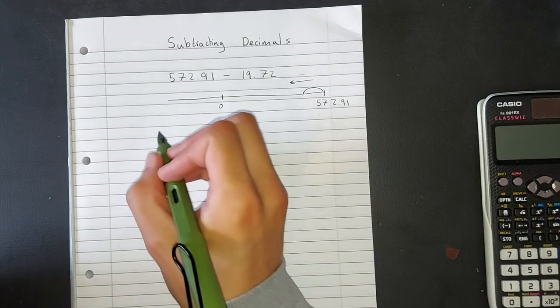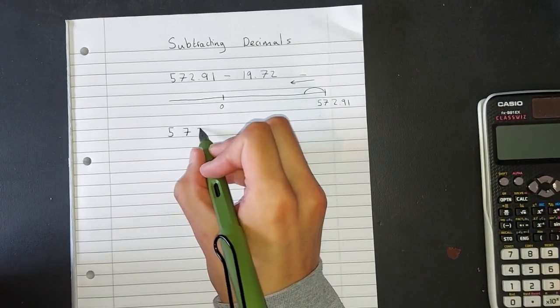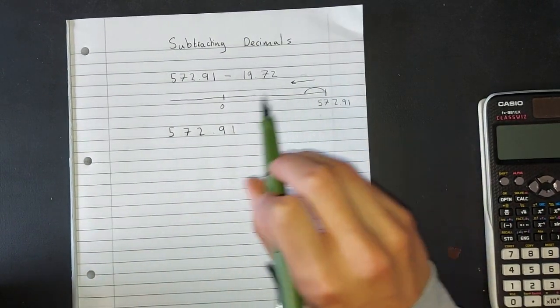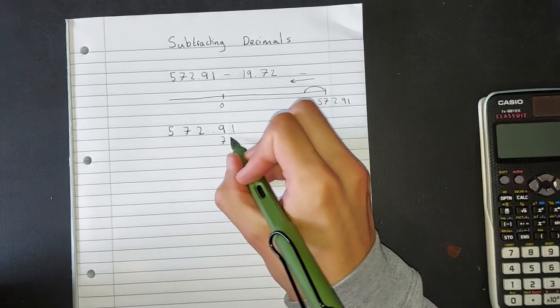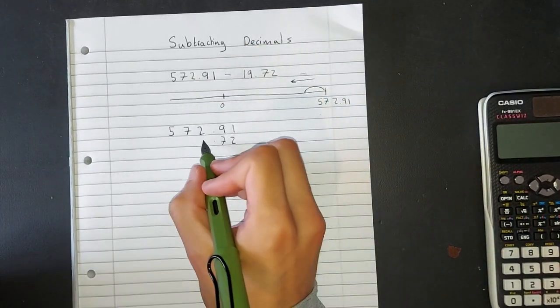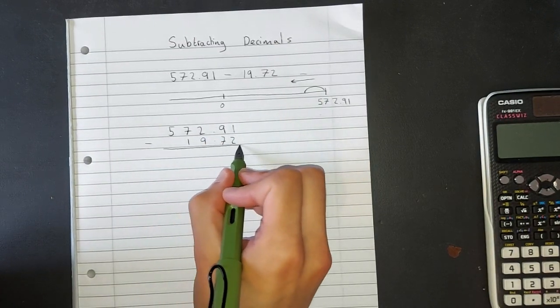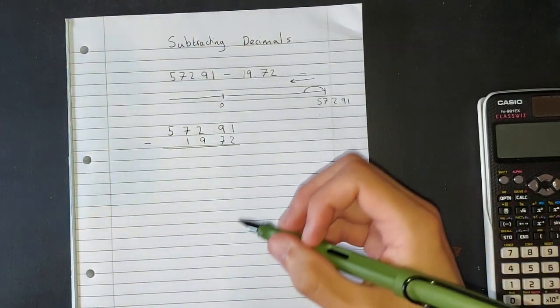So we're going to be using column method here. As with all column methods, make sure you're lining everything up. Make sure your decimal point is in the same place. So your subtractions should look something like this, working your way from right to left, doing the subtractions.